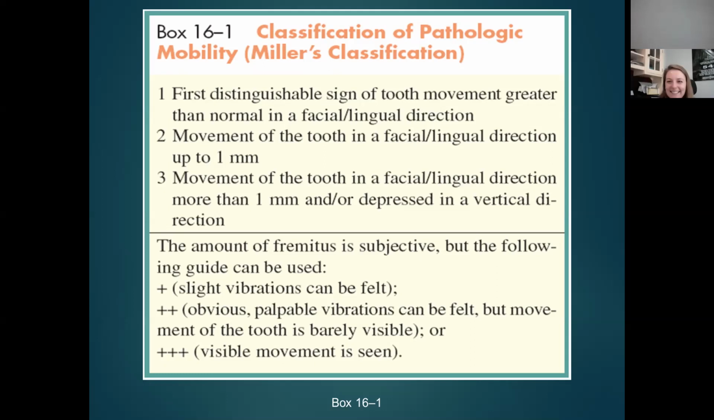Plus or a +1 is just slight vibrations that can be felt. It's less than a millimeter. For example, in the mandibular anterior, it's not uncommon to have just slight mobility, but if it's less than a millimeter, we don't usually record that. We shouldn't be seeing mobility in anything other than, say, the mandibular 4 central incisors.